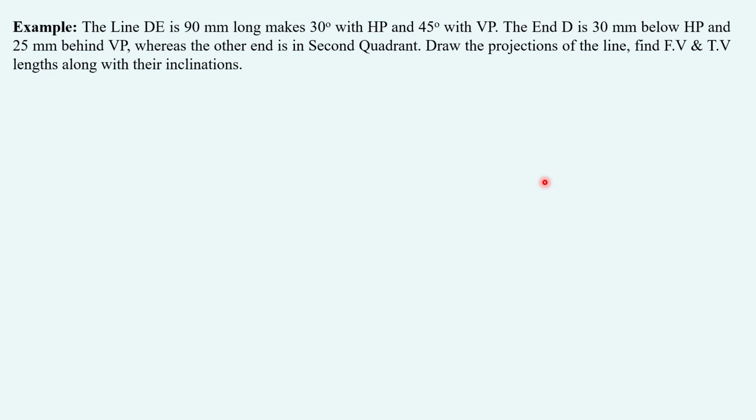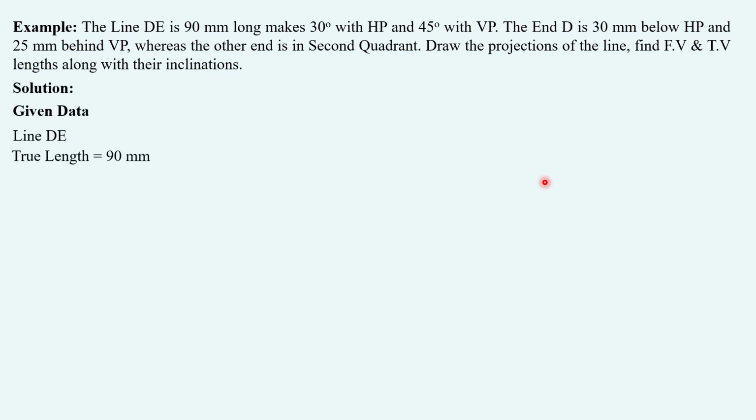The line DE is 90 mm long, makes 30 degrees with HP and 45 degrees with VP. The end D is 30 mm below HP and 25 mm behind VP, whereas the other end is in second quadrant. Draw the projections of the line, find front view and top view lengths along with their inclinations. Let us extract the given data first.